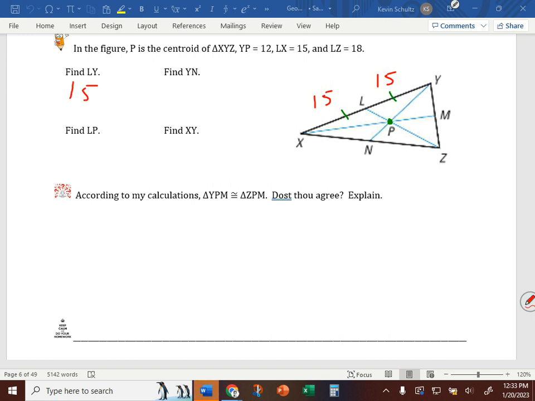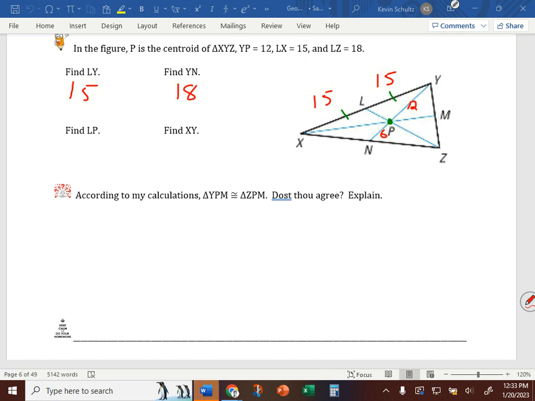Can you run the table? YN, Kylie. It's 18. And how'd you get that? YP is 12, and so PN has to be half of 12, so it's 6, and 6 plus 12 is 18. Okay, so we're given YP to be 12 here. And remembering what a centroid does, it divides into a 2-to-1 ratio. And this being the longer side, the angle to the point, that's going to be twice as long as PN, which is the centroid to the side. Which makes the total 18 for YN.